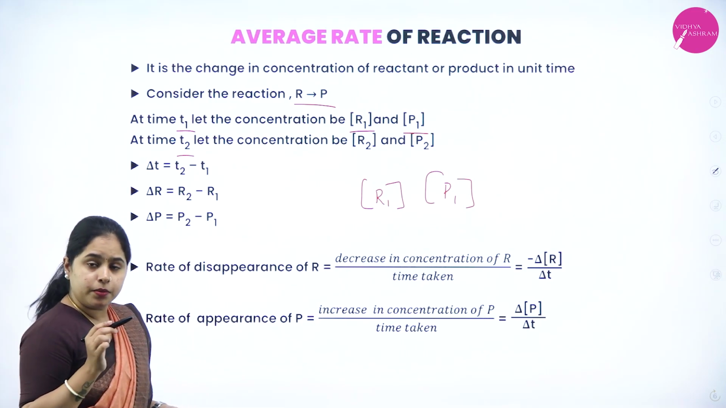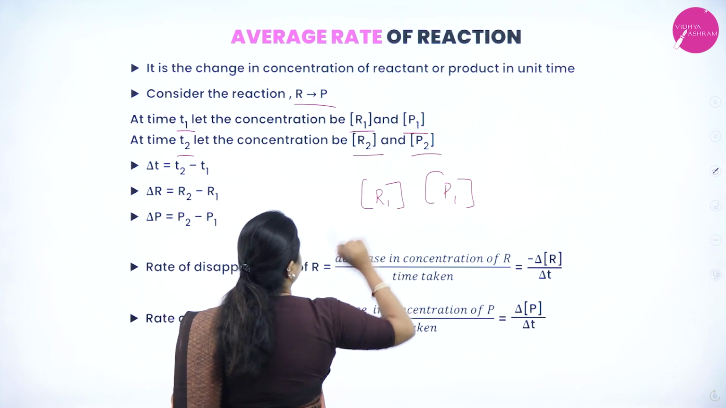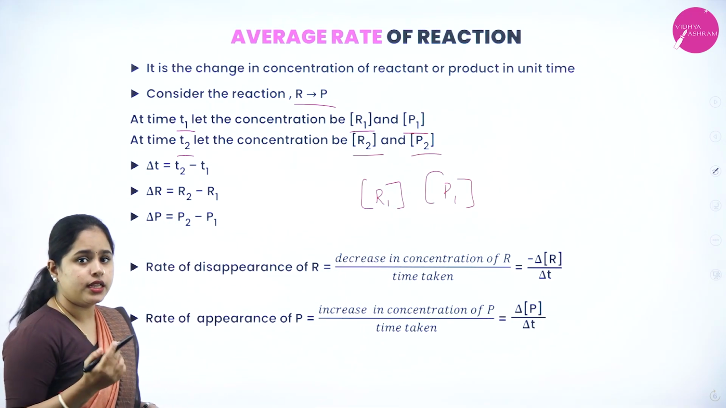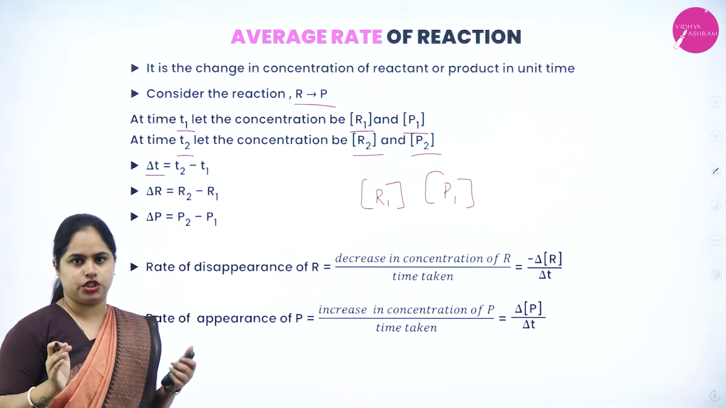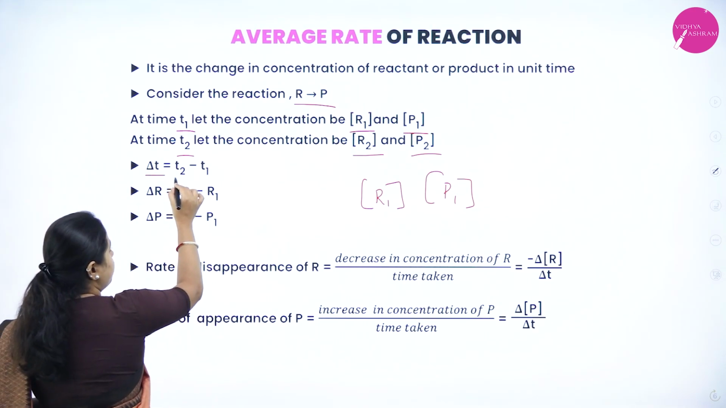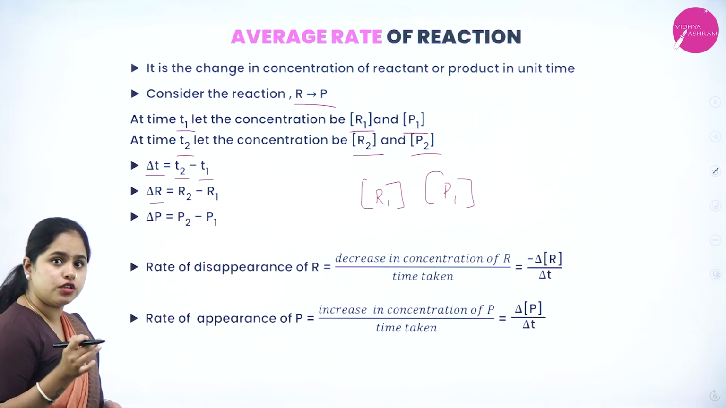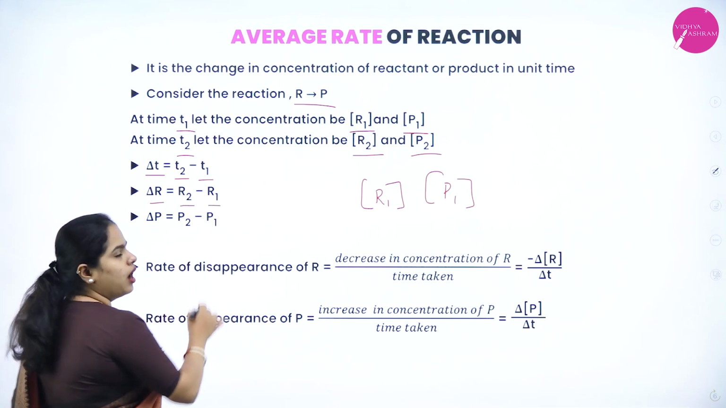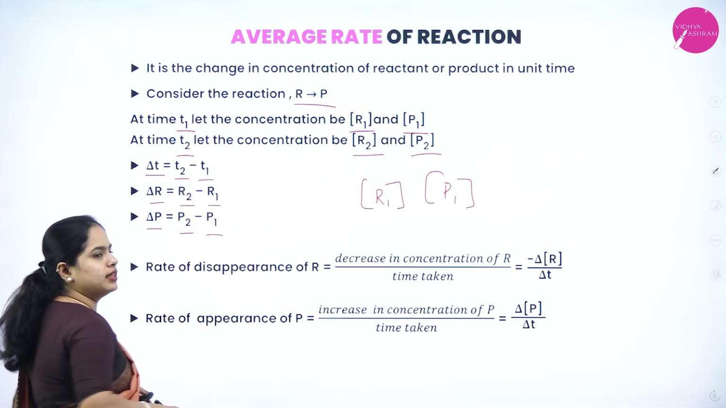Now at time T2, what is the concentration of reactant? [R2], and the concentration of product is [P2]. Then how can you write delta T? What is delta? Delta is change, right? So delta T is the final time T2 minus T1. What is delta [R]? Change in concentration of reactants: it is [R2] minus [R1]. What is the change in concentration of products? It is [P2] minus [P1].